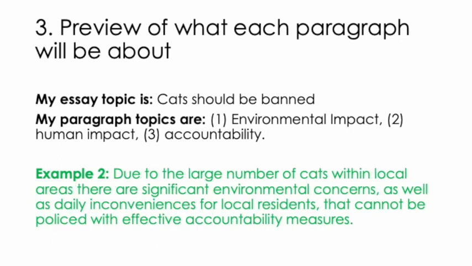Here's my slightly fancier version. Due to the large number of cats within local areas, there are significant environmental concerns as well as daily inconveniences for local residents that cannot be policed with effective accountability measures. You notice in this case I haven't used the language exactly. I didn't say human impact, I said daily inconveniences for local residents. So I've mixed up my language a little bit, but I've still captured the core of what my essay is going to be about, and there'll be no doubt when you get to the beginning of each paragraph which part of this statement I'm talking about.